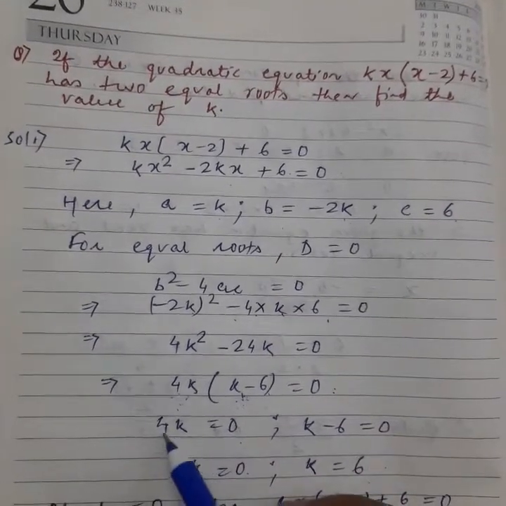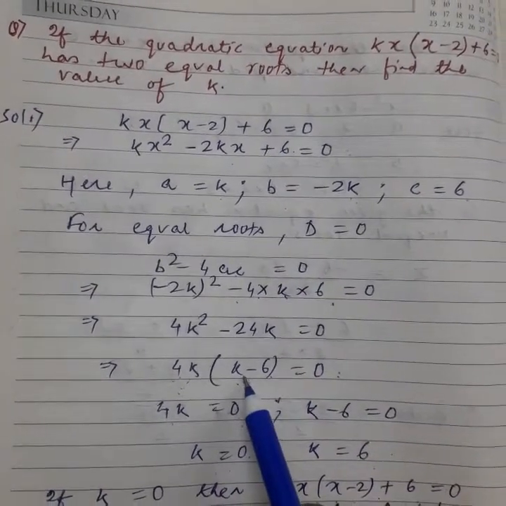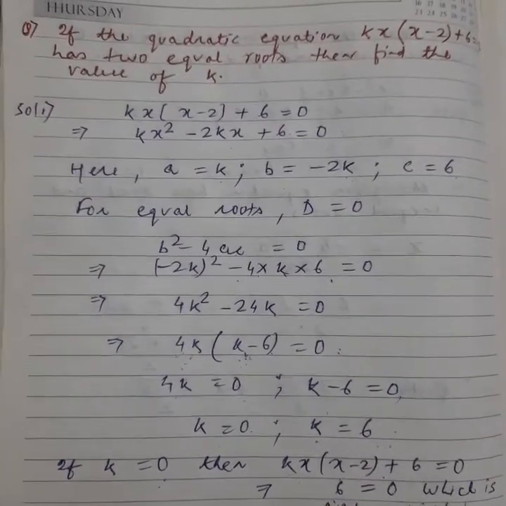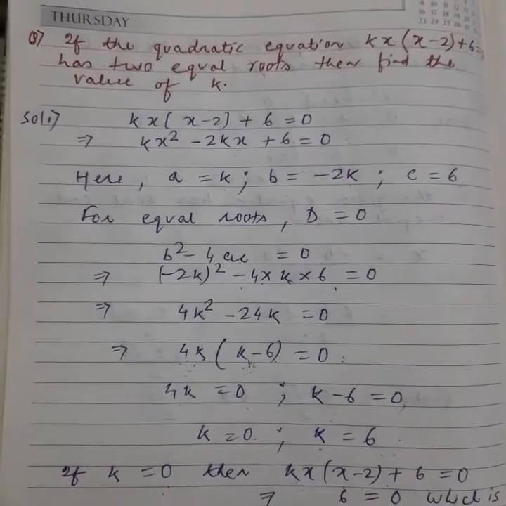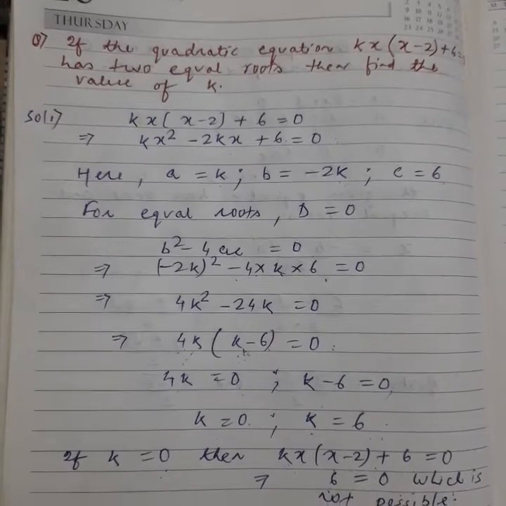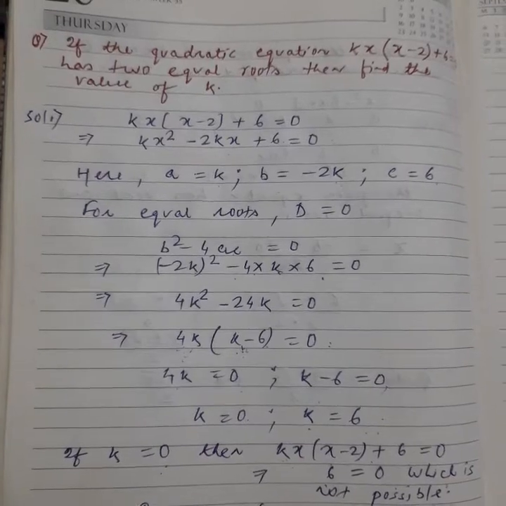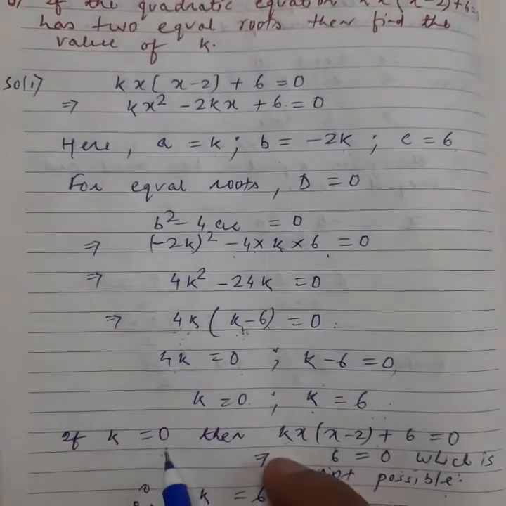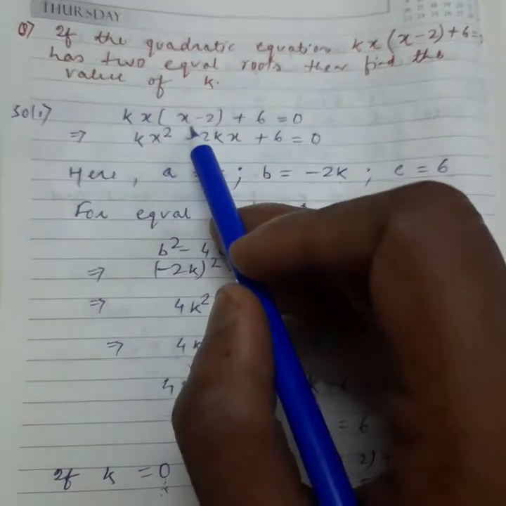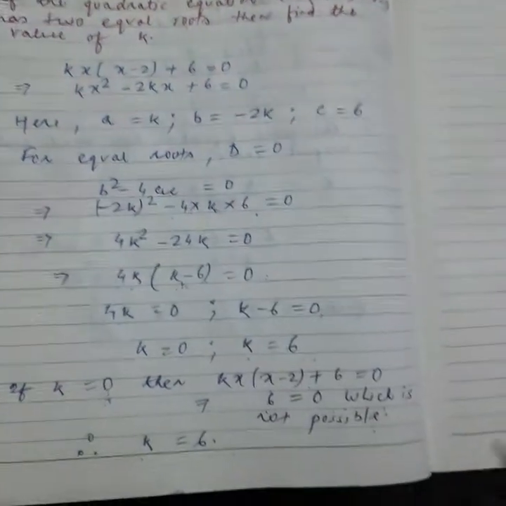So if we do 4k equals 0, we will get the value of k as 0, and if we do k minus 6 equals 0, we can get the value of k as 6. Now here, since we are getting two values of k, 0 and 6, let us see whether both the values are possible or not. For that, we will check it with the help of the equation. If k equals 0, let us put this value k equals 0 in the equation that was given, that is kx into x minus 2 plus 6 equals 0. And let's see what happens.